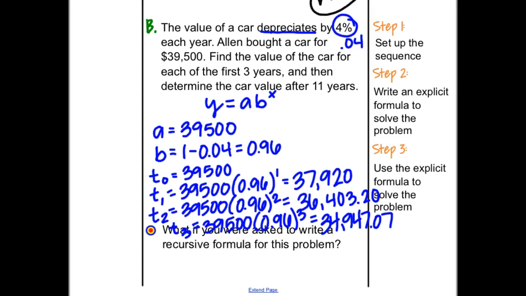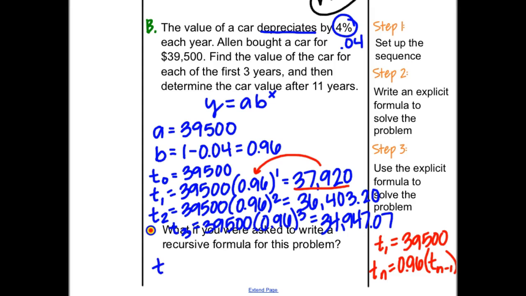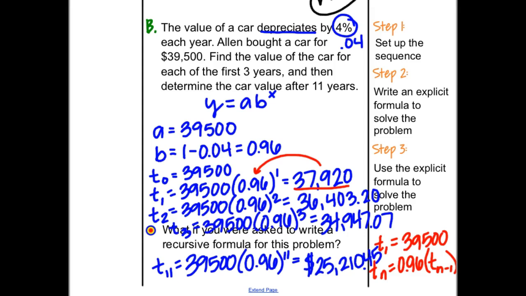You could, each time, take what you got and multiply it by 0.96 each time, which in that case, it would be term 1. We're going to call it term 1, 39,500. And term n is going to be 0.96, which is our rate, times t sub n minus 1, so the previous term. So now that we've talked about that, let's go back and let's find term 11. So that's going to be our 39,500 starting value times 0.96 to the 11th power. And when we calculate that out in the calculator, we get a price of $25,210.45.